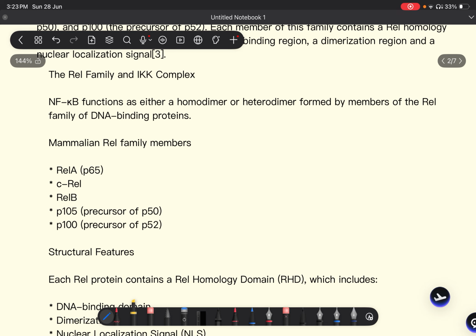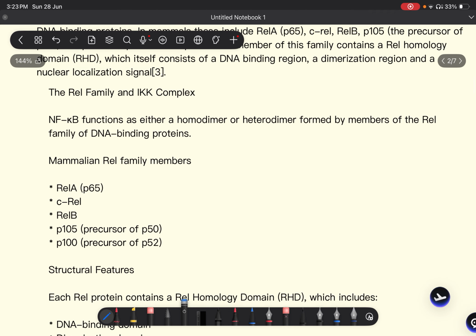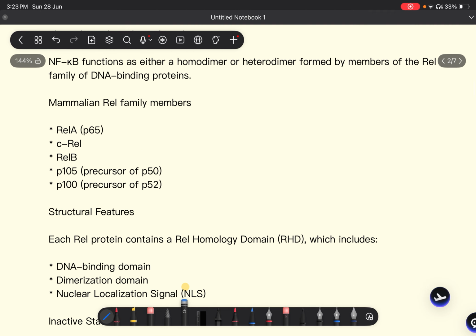Now, this NF-kappa B either functions as a homodimer or a heterodimer, and it is formed by the members of the REL family of DNA binding proteins, right? Now, what are these REL family components? They are REL A, c-REL, REL B, P105, and P100, right? Now, these are the proteins basically.